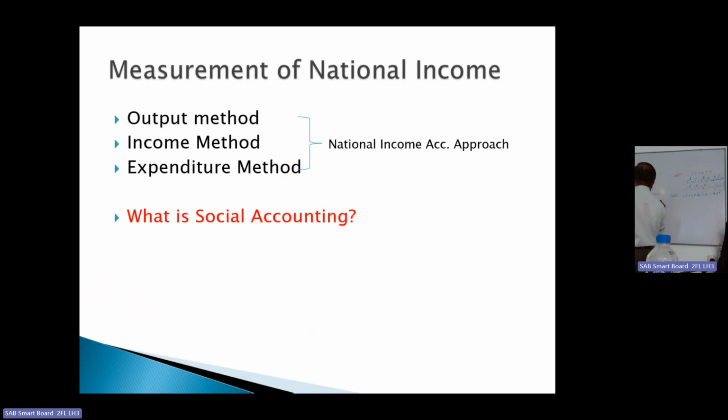Whereas social accounting has these, we look at the national income accounting method. That is the output method. So this has some methods: output method, expenditure method, income method. So in national accounting, we are measuring the overall performance of the economy.